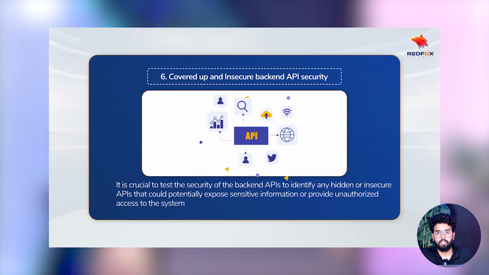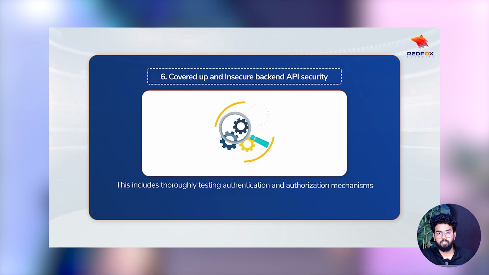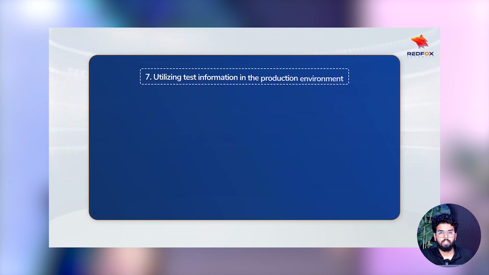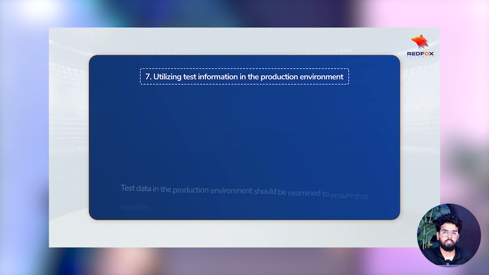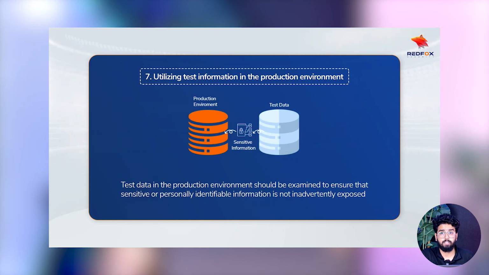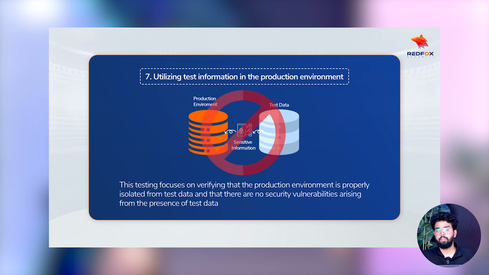Sixth is hidden and insecure backend API security. It is crucial to test the security of the backend APIs to identify any hidden or insecure APIs that could potentially expose sensitive information or provide unauthorized access to the system. This includes thoroughly testing authentication and authorization mechanisms. Seventh one, using test information in the production environment. Test data in the production environment should be examined to ensure that sensitive or personally identifiable information is not inadvertently exposed. This testing focuses on verifying that the production environment is properly isolated from test data and that there are no security vulnerabilities arising from the presence of test data.